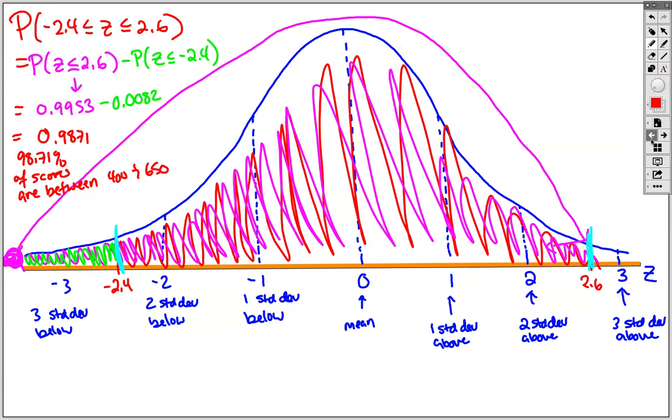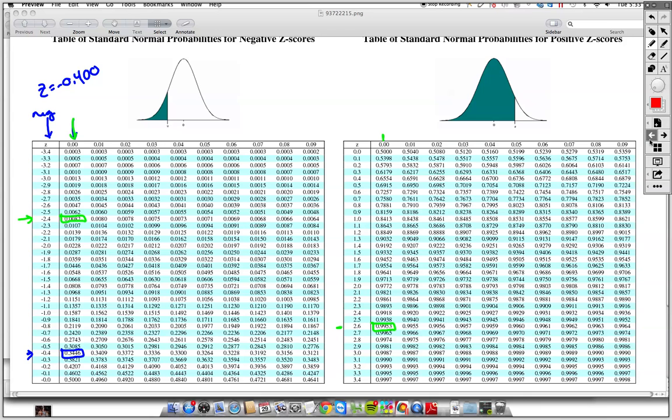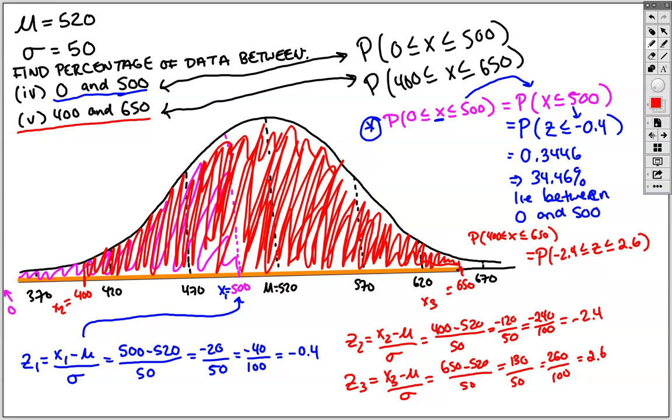And remember, the way I did that was the following. I said, okay, I wanted to find this, right? Okay, well that's there and that's there. They're not 1, 2, 3 standard deviations above and below, so we can't use the 68, 95, 99.7 rule, so I have to standardize the data. So here I am, I said this right here is the same as this right here because I standardized the data right here, and I got that 400 was the same as negative 2.4, and I got that 650 was the same as 2.6 if we're talking about z's. And so then I said, okay, this statement right here is equivalent to this statement right here.